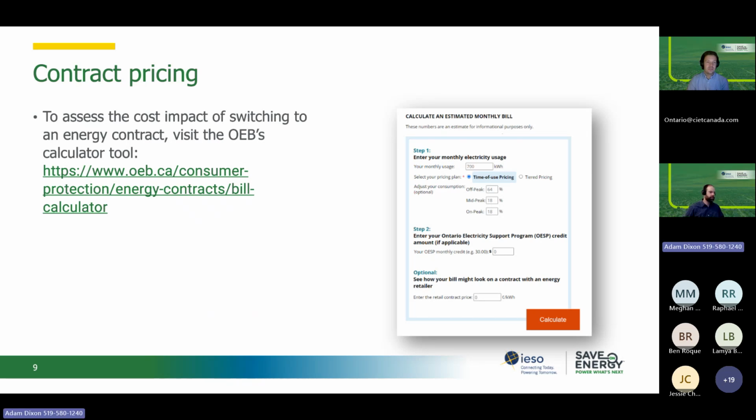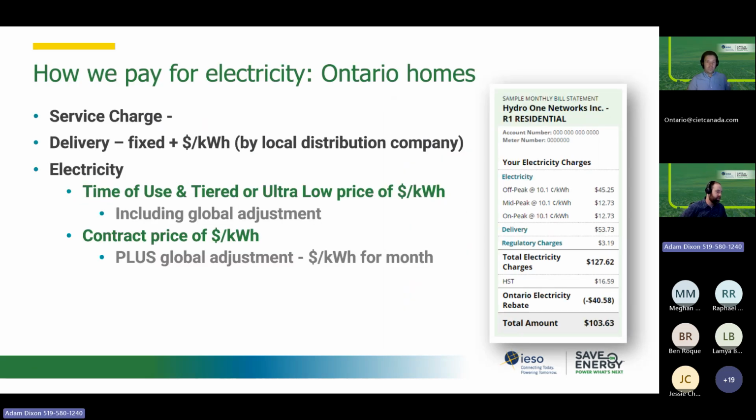So there's some tools out there to assess the impact of switching to an energy contract, and you can visit the Ontario Energy Board's calculator tool. You can put in some of your consumption here and evaluate what credits you get, and then it'll show you how much you may be paying on a fixed contract as opposed to those time of use rates. So it's a handy tool. Depending on if you're on the Ontario Electricity Support Program, you may want to look into that program. This sometimes allows a bit more predictability in your energy bills if you're looking to budget that way.